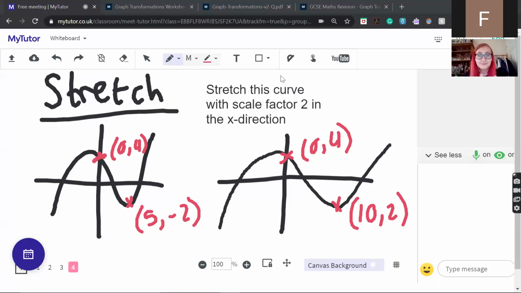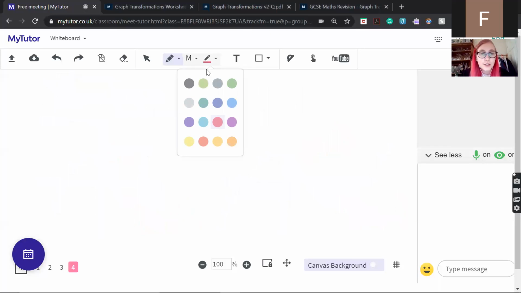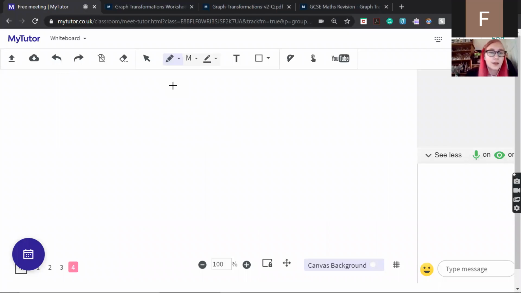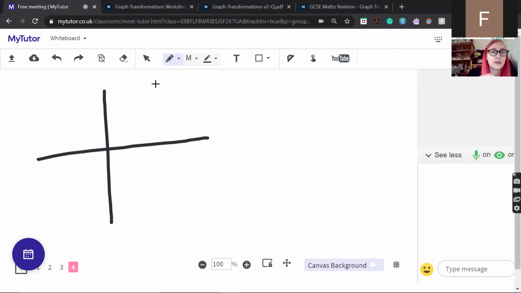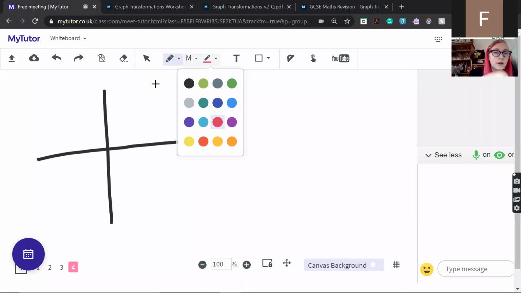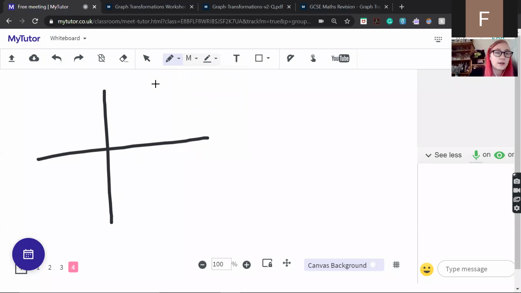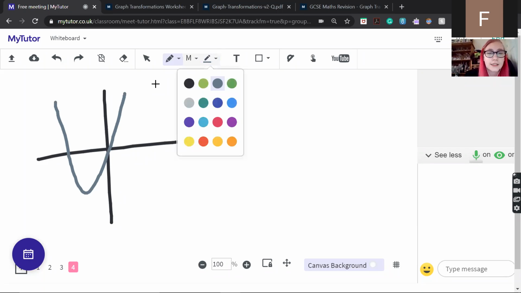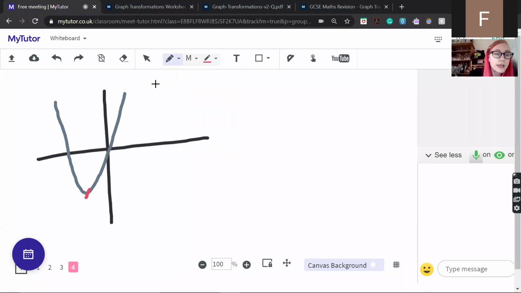So hopefully this stretch makes sense. I'll give you one more example. Let's say we have a quadratic that's here, a little bit shifted. And we're told that this minimum point here is (-3, -5).